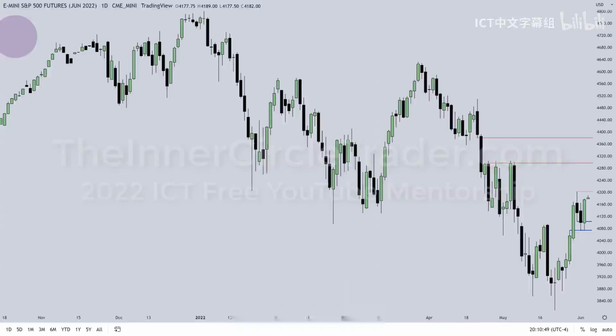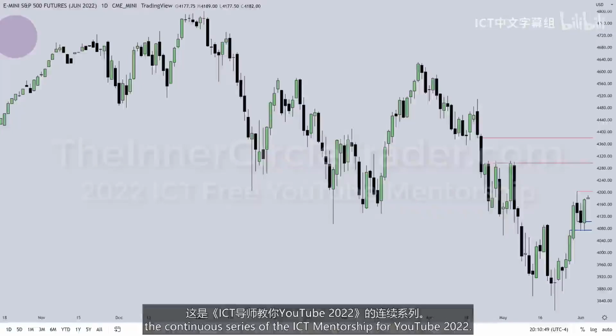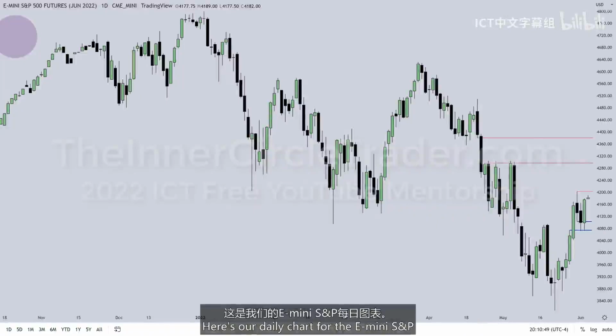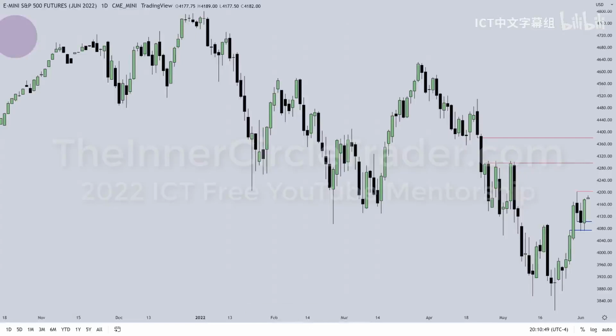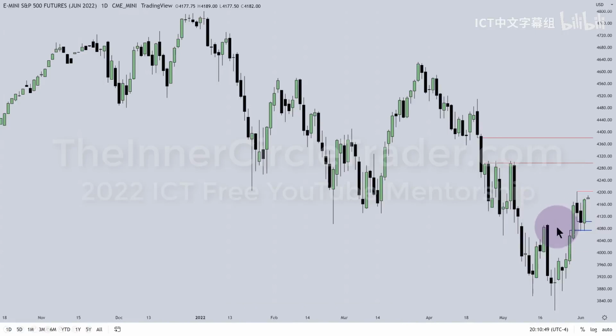Hope everyone's doing well. So we are in episode 37 of the continuous series of the ICT mentorship for YouTube 2022. Here's our daily chart for the E-mini S&P June contract for 2020. And you can see we have worked inside this fair value gap.